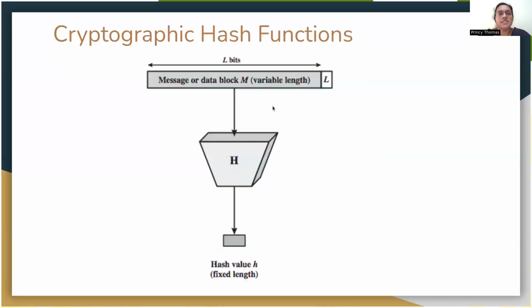Now, this is in general the diagrammatic representation of a cryptographic hash function. The message or data block can be of any size L, and the length L is also appended to the message. This block, the message plus the length L, is given to the hash function, and the hash function will give you a hash value of fixed size.